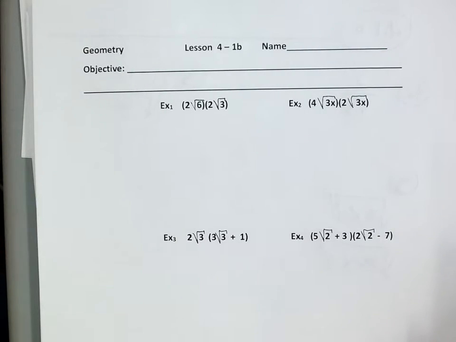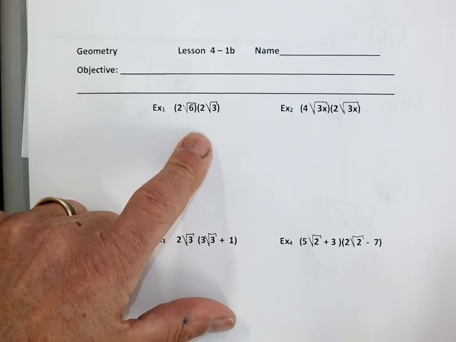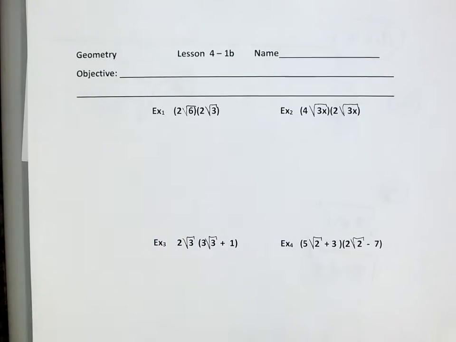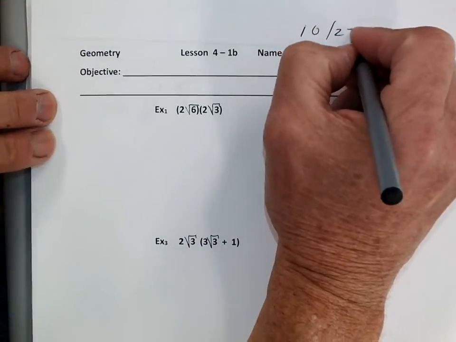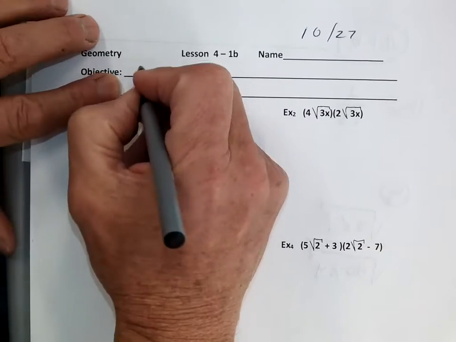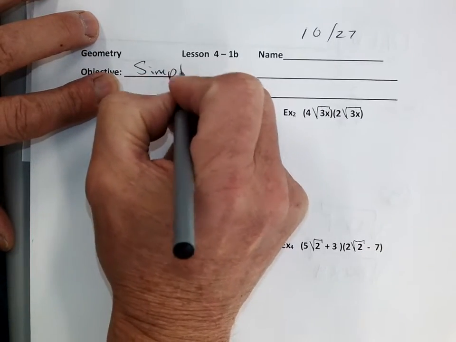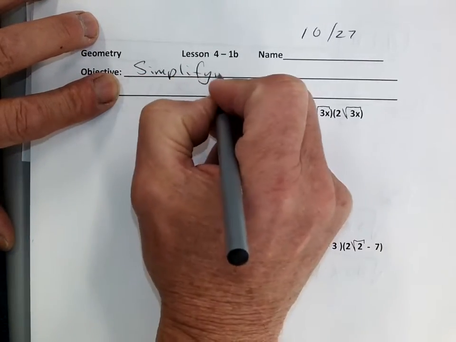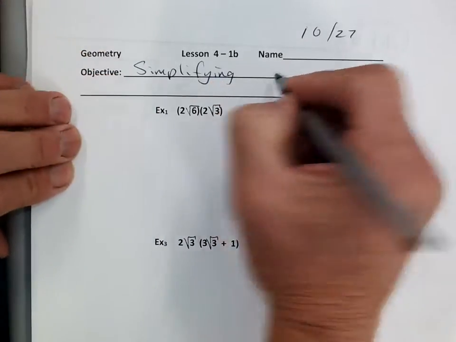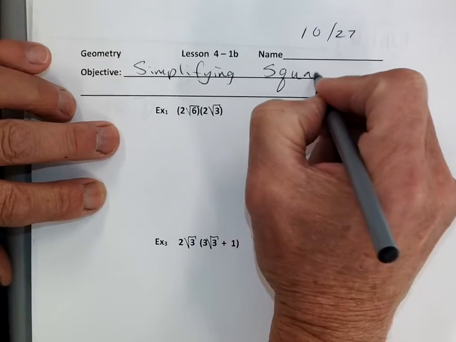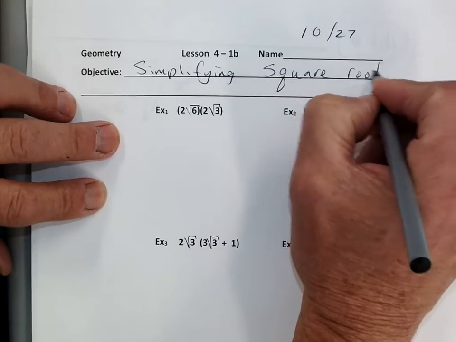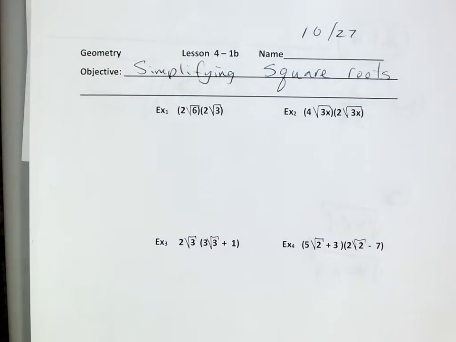So again, yesterday we talked a little bit about simplifying square roots. Today we're going to talk about multiplying and adding square roots and then simplifying. So today's lesson is going to be simplifying square roots, but mostly we're going to say square roots because we can do cube roots, but we'll call it just square roots for today, okay? Let's take a look at example 1.